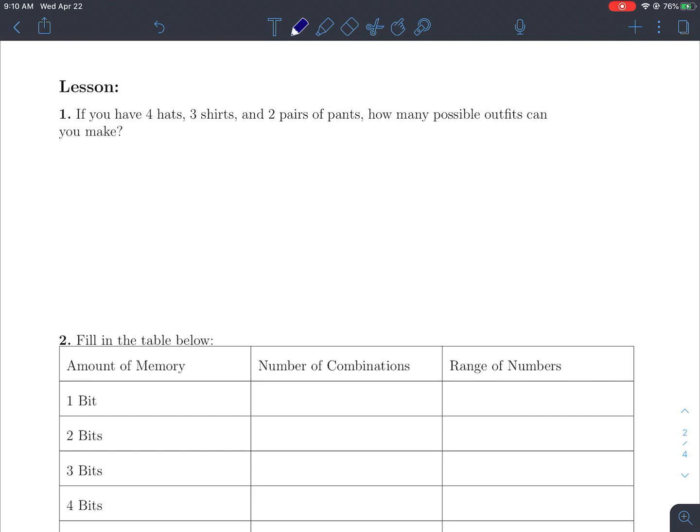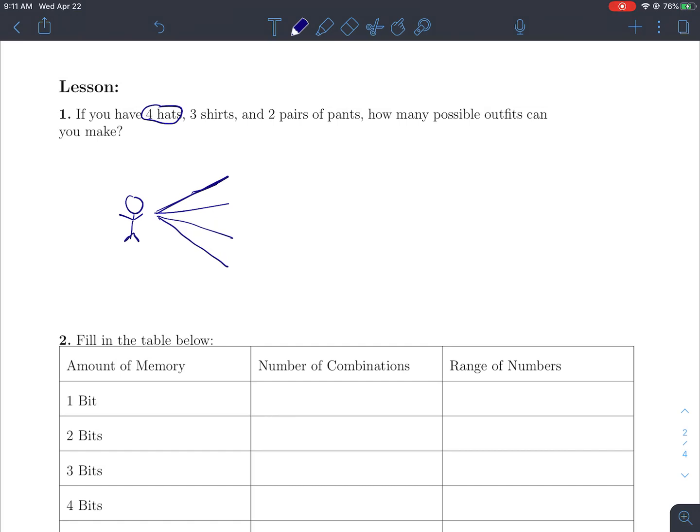So let's say we were getting ready in the morning and we want to come up with our outfit from the top down. So first we're going to pick from the hats. So maybe here we are in our closet and we look at the hats and we've got 4 choices for hats. So we could go any of those 4 directions.